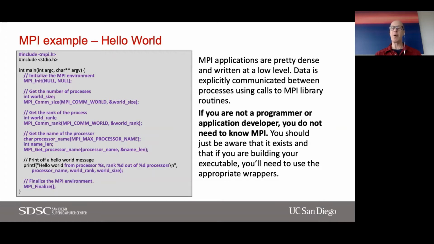So if you're not a programmer or an application developer, you do not need to know MPI, but you do need to know that it exists. And sometimes you may need to build your own executable. So you're taking somebody else's source and you need to compile it to run on a parallel computer. In that case, you need to be aware that it's an MPI application and you'll need to use the appropriate wrappers. These would typically be compiler names prepended with MPI. So mpicc is a wrapper that would compile a C program and link in the MPI libraries.